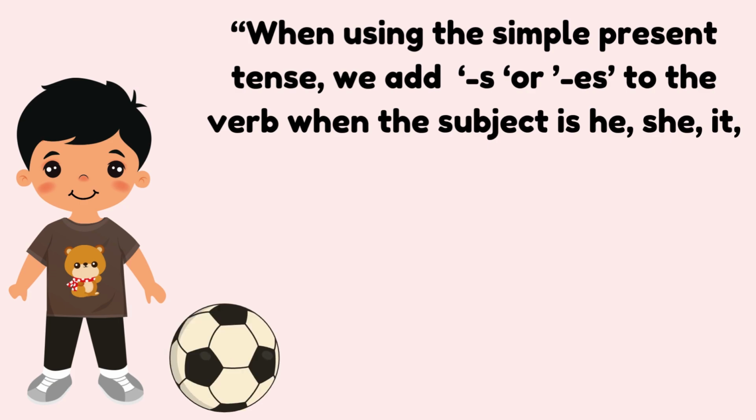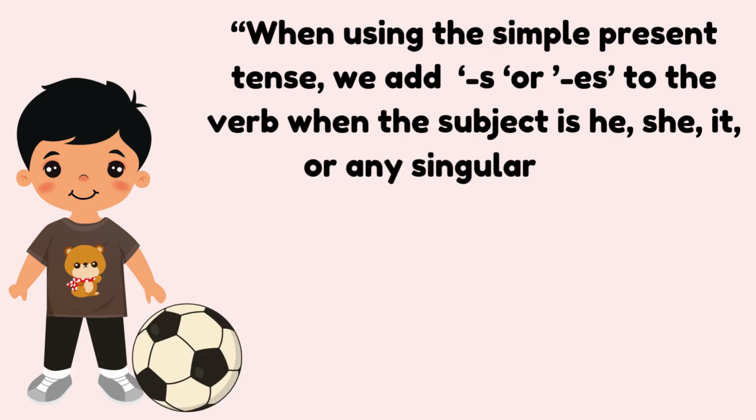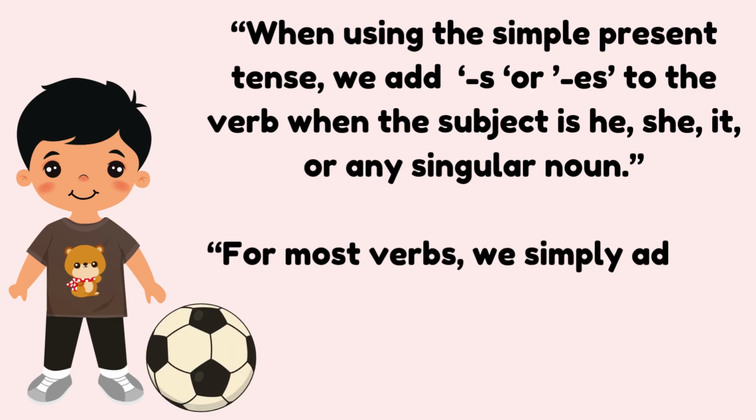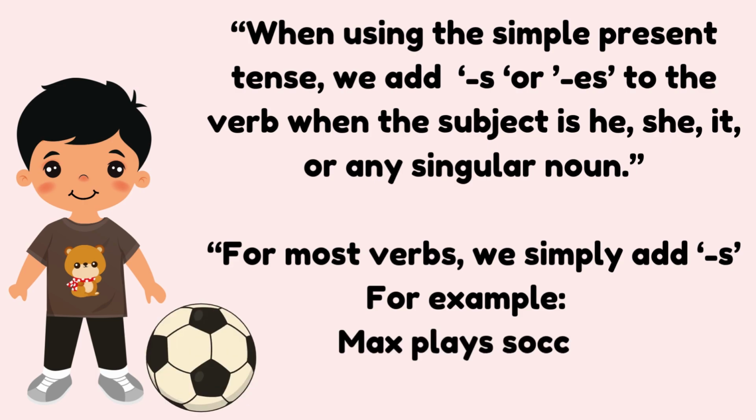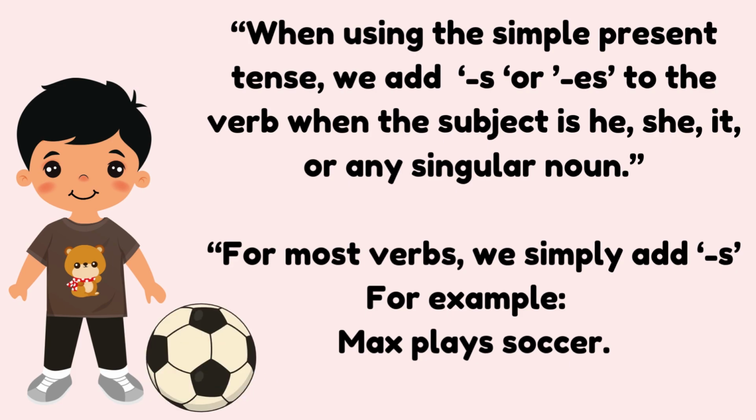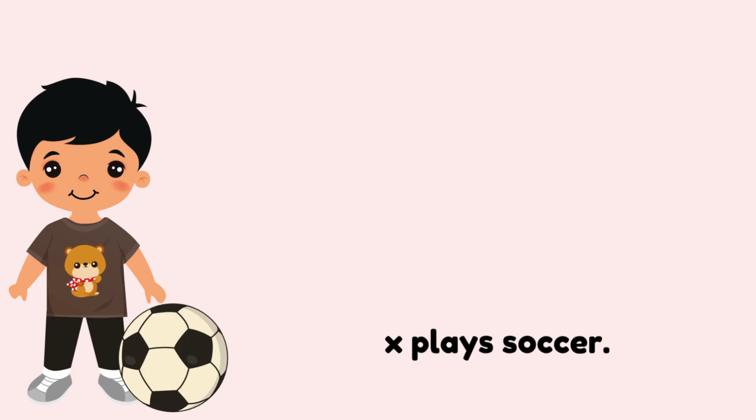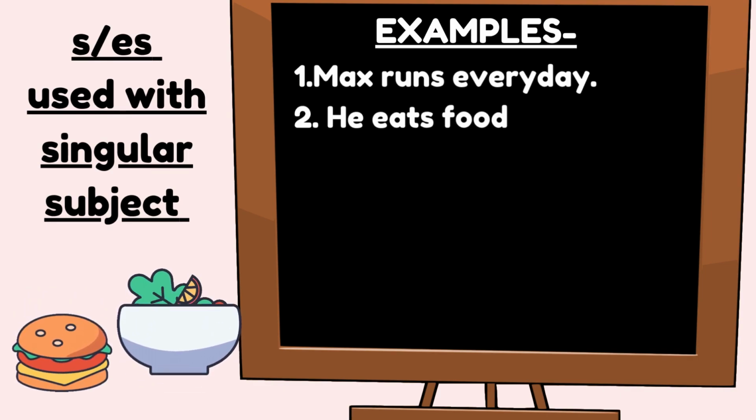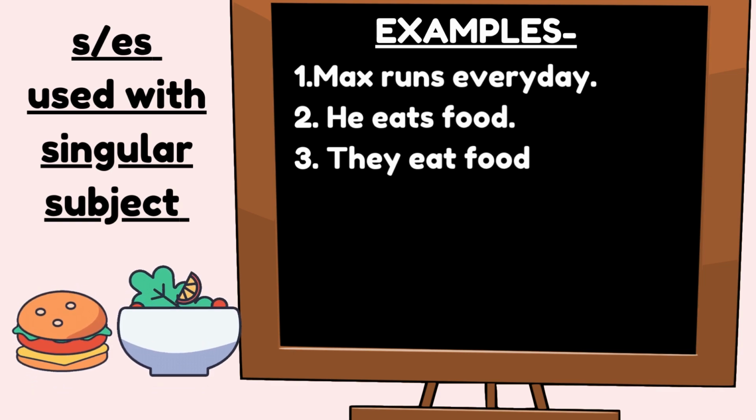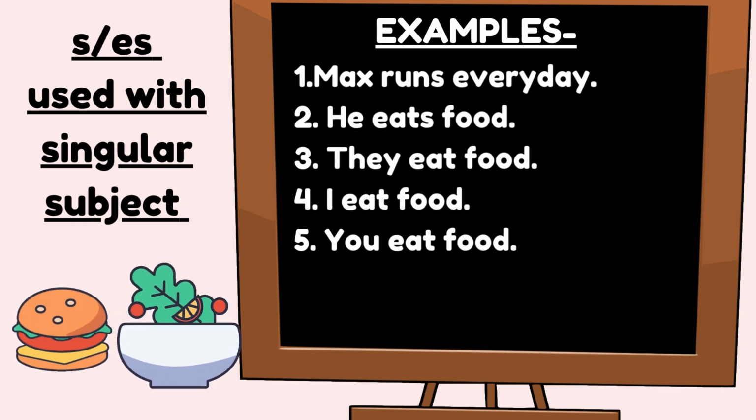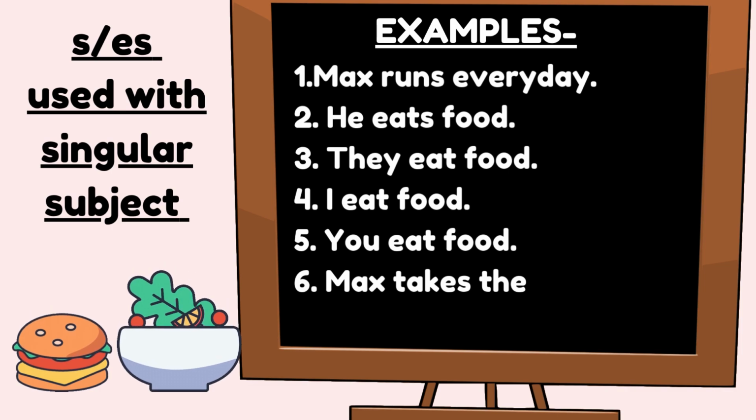For most verbs, we simply add S. For example, Max plays soccer. So Max is a singular subject and we add S to the verb, that is play, and make it "Max plays soccer." So that is the daily action that is done by Max. Let's look at other examples. Max runs every day. He eats food. They eat food. I eat food. Max takes the bus to school.